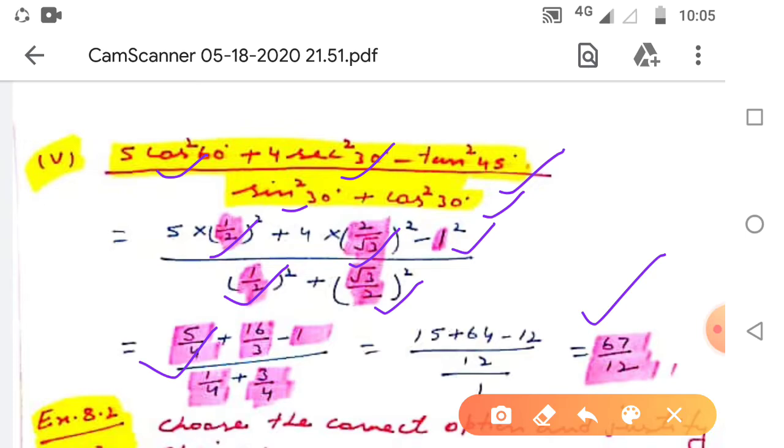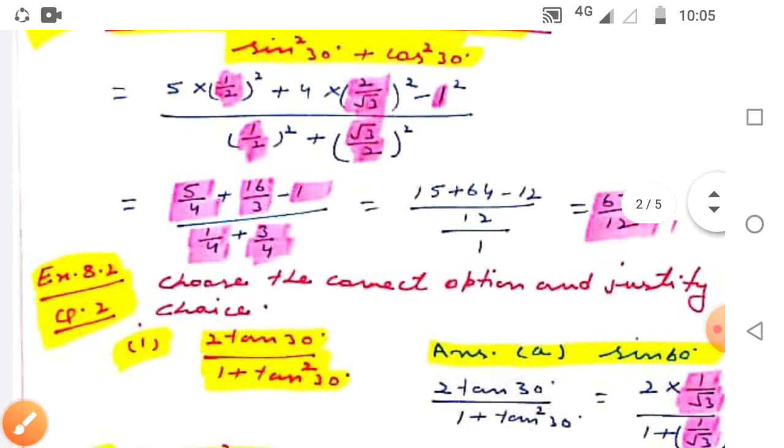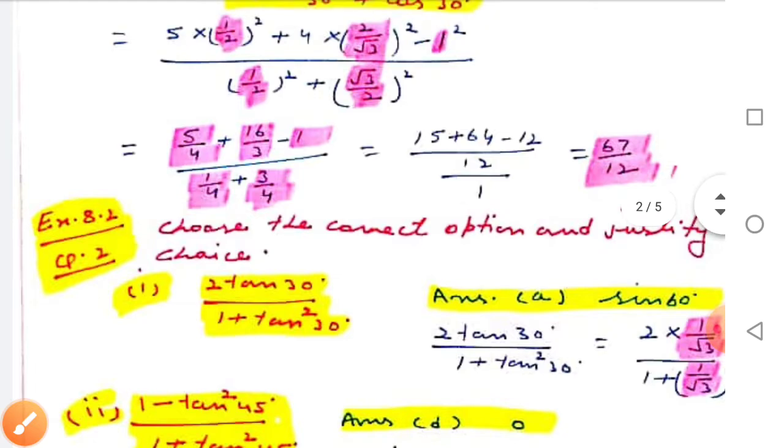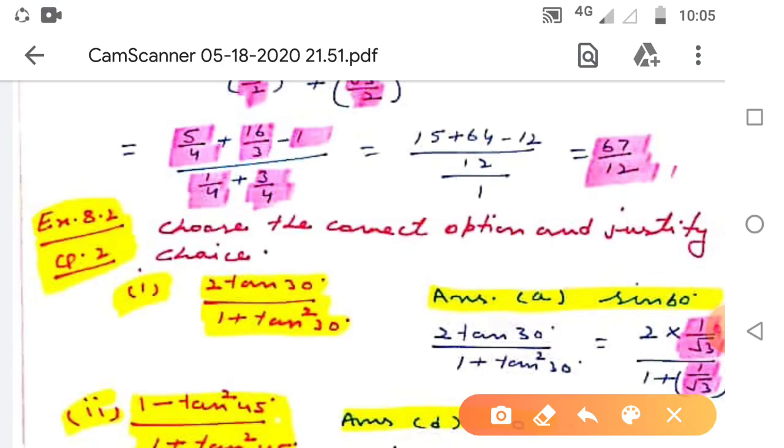Now come to exercise 8.2, question number 2 here. Choose the correct option and justify the choice.